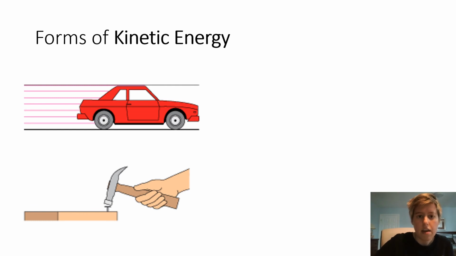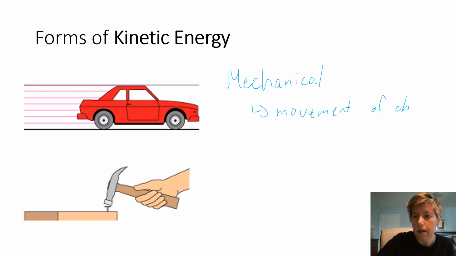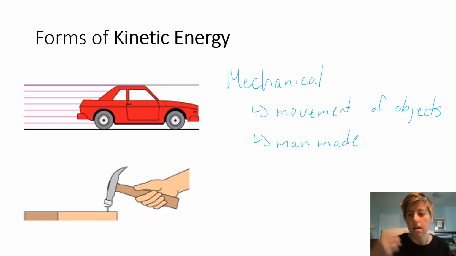Our last key form of kinetic energy is mechanical energy. And when we're talking about mechanical energy, we're talking about the movement of objects. Now, to be a little bit more specific, these objects tend to be man-made. So the car is moving, mechanical energy, the hammer is moving, mechanical energy. Whenever we're talking about an object in motion, that would be mechanical energy.